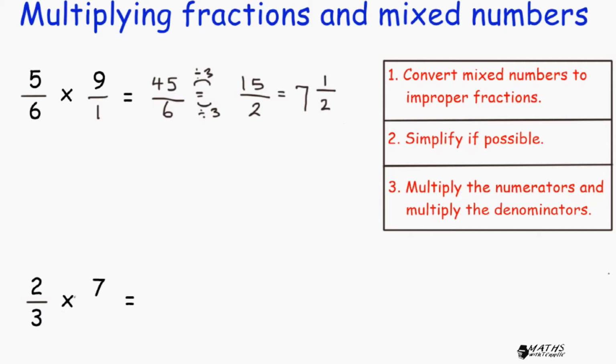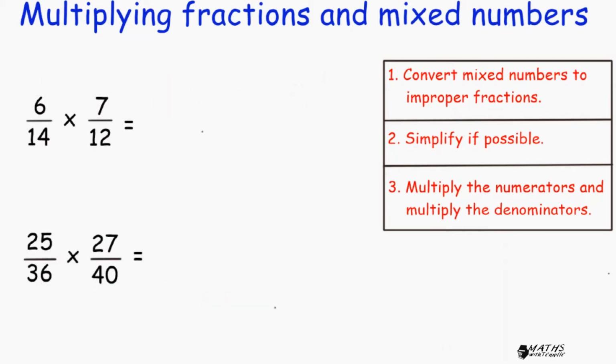It says 2/3 times 7. Again, we're going to make this 7 a fraction by putting it over 1, because 7 divided by 1 is still 7. And then we're going to apply our rule, multiply the numerators. 2 times 7 is 14, and 3 times 1 is 3. Our improper fraction, or top-heavy fraction, we're going to change to a mixed number by asking how many 3's go into 14. 3 times 4 is 12. We have a remainder of 2, and our denominator remains the same.